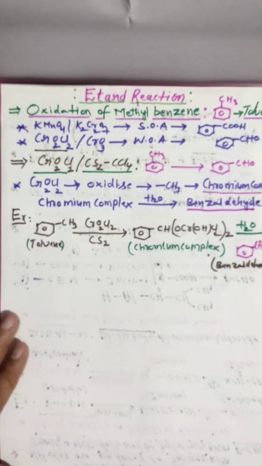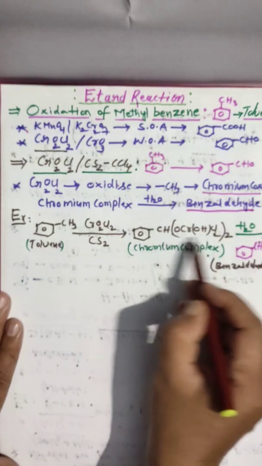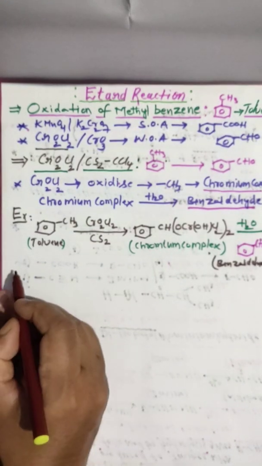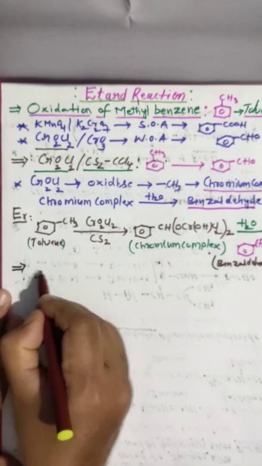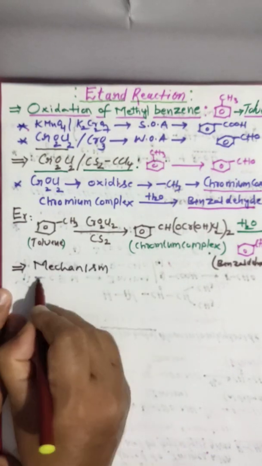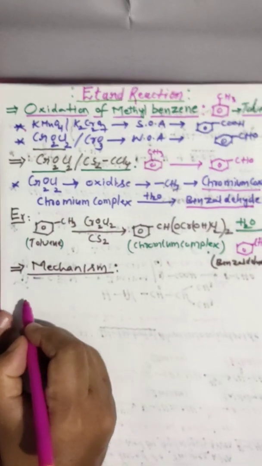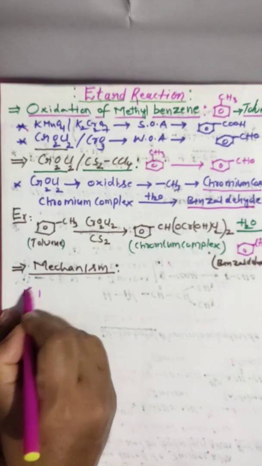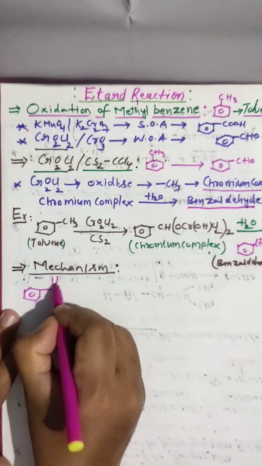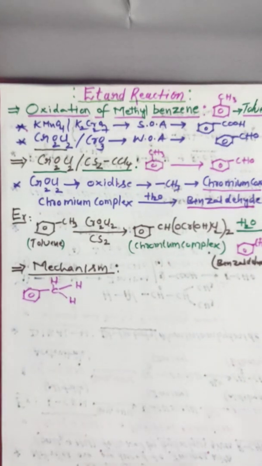But here students have big difficulty understanding how this CH3 group is converted into this complex, and how this complex is converted into the CHO group. To know that we have to go for the mechanism. So listen carefully. The mechanism will then be easy for you and you can answer easily. First, methyl benzene, which we call toluene. For reaction convenience, I am writing the CH3 group like this.